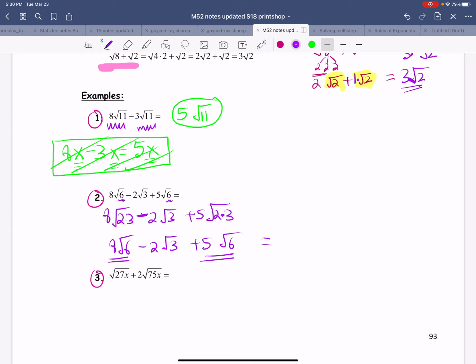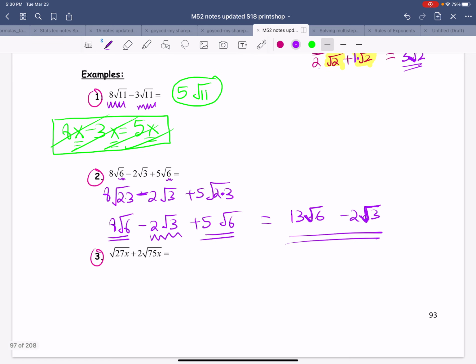8 root 6 plus 5 root 6. These are the like terms. 8 plus 5 is 13. So 13 root 6 and then minus 2 root 3. Now these two are not like radicals because they don't have exactly the same number in the radicand. The radicand is not exactly the same, so they cannot be combined any further.